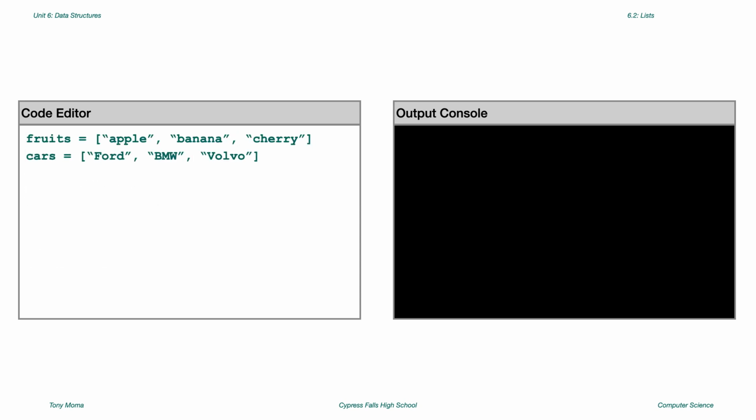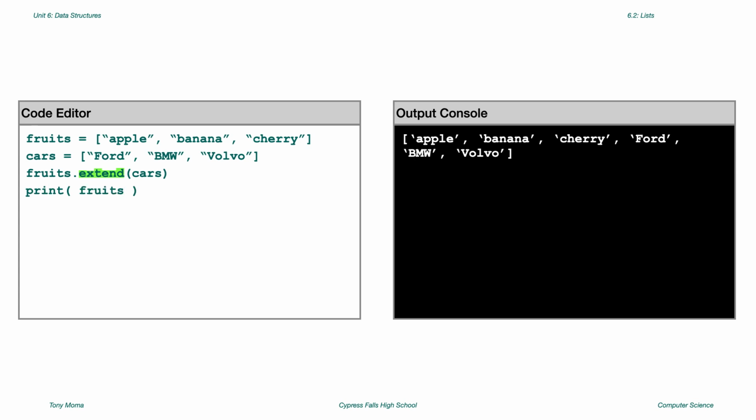Now, consider these two lists. We got a list named fruits that stores a list of fruits, and we got a list named cars that stores a list of cars. One way these two lists can be combined would be to use the extend method. By stating fruits.extend(cars), we're saying take each value in the cars list and add it to the fruits list. Thus, when we print out fruits, you'll see each of the 3 original values plus the 3 values from the cars list.